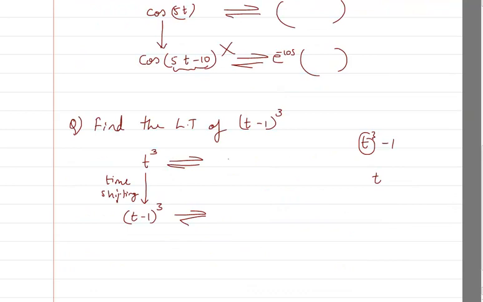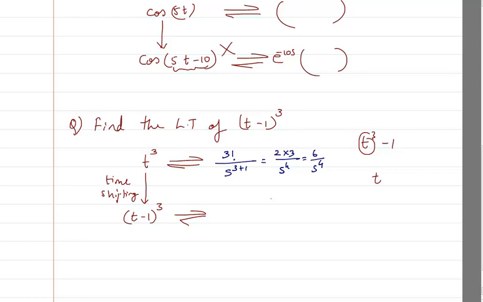So t raised to power 3, I will write 3 factorial divided by s raised to power n plus 1. So 3 plus 1, which is basically 3 factorial is 1 into 2 into 3 divided by s raised to power 4, which is 6 by s raised to power 4. Correct? 6 by s raised to power 4.